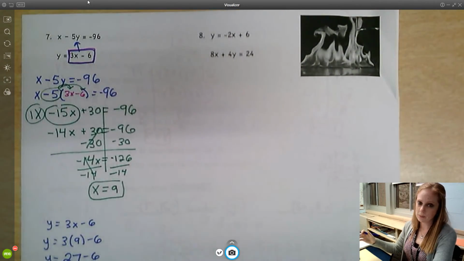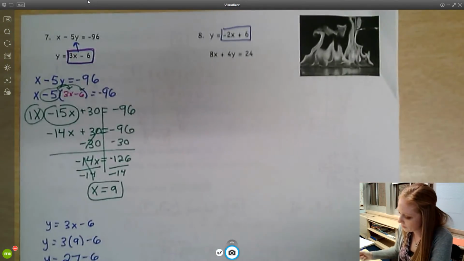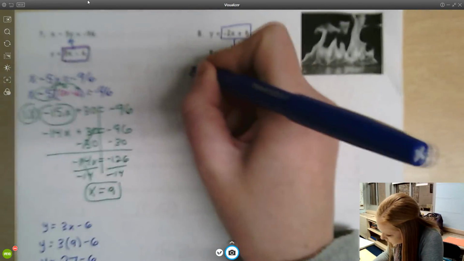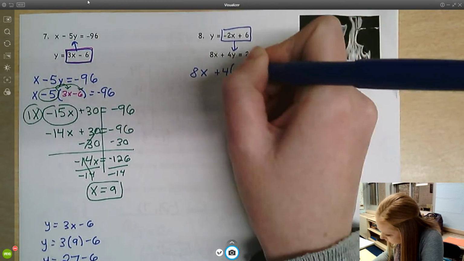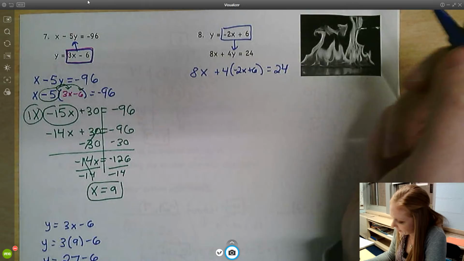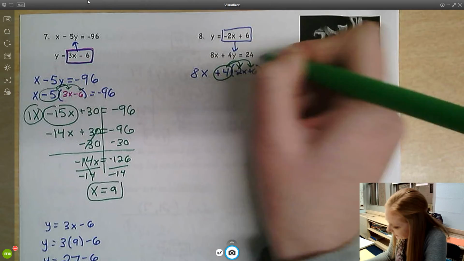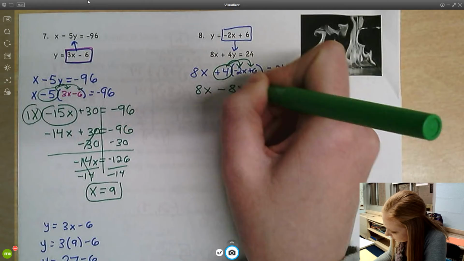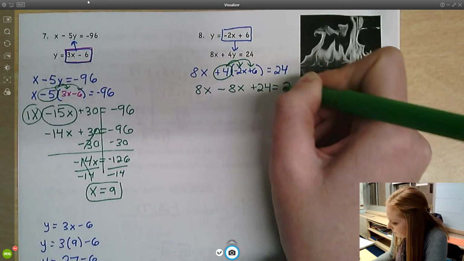All right, let's look for where our y is by itself. In our first equation, the y is by itself. So we're going to take the expression negative 2x plus 6 and plug that in where we see y in the second equation. So we have 8x plus 4 times whatever y is equals 24. So we're going to plug in negative 2x plus 6 in for y. All right, we're going to have to distribute again. This positive 4 needs to be multiplied by everything inside the parentheses. So we have 8x. 4 times negative 2 is negative 8x. 4 times positive 6 is positive 24.